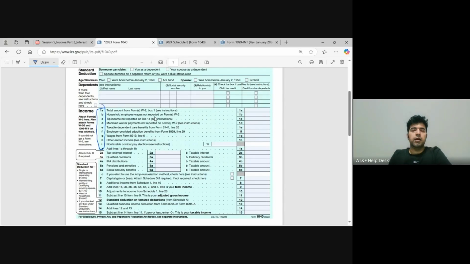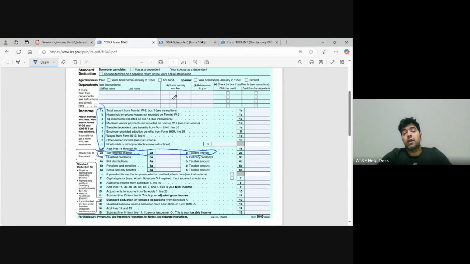Right? Now we will start with the interest part. Mainly, I think we will be able to cover only interest today, and dividend will be in the next session, most probably. So if we talk about interest, it can be tax exempt or taxable interest.